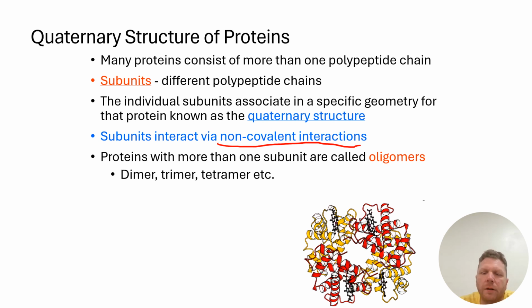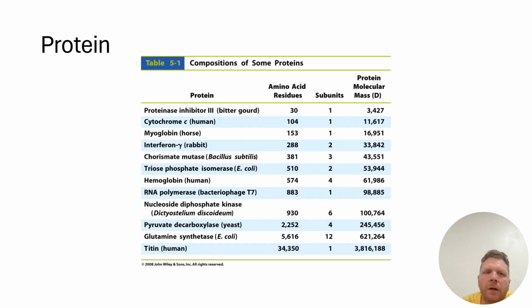Proteins with more than one subunit are called oligomers. And that oligo is kind of like poly. It's just indicating we have multiple subunits: a dimer, trimer, tetramer, pentamer, hexamer, heptamer, octamer, nonamer, decamer. That's where I stopped, 10.